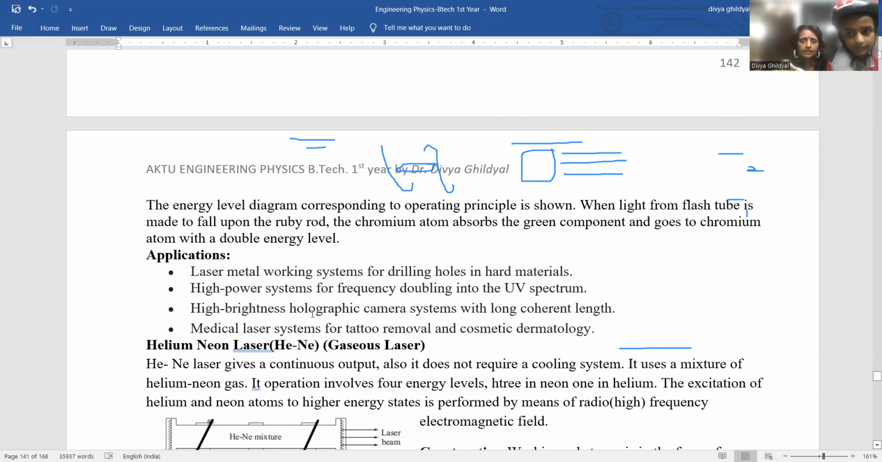The uses of ruby laser can be metal working for drilling holes in hard materials, high power systems for frequency doubling into the ultraviolet spectrum, high brightness holographic camera systems with long coherence length, and medical systems for tattoo removal or cosmetic uses. But long lasting effects of ruby laser cannot be had because of the drawback of its heating and output coming in the form of pulses.